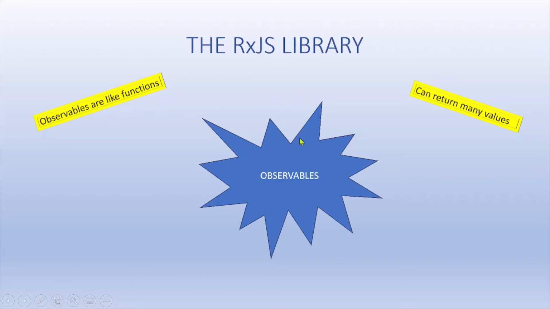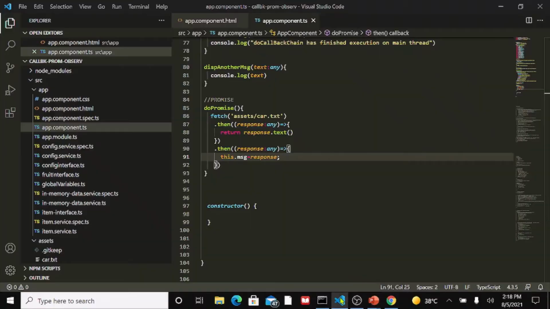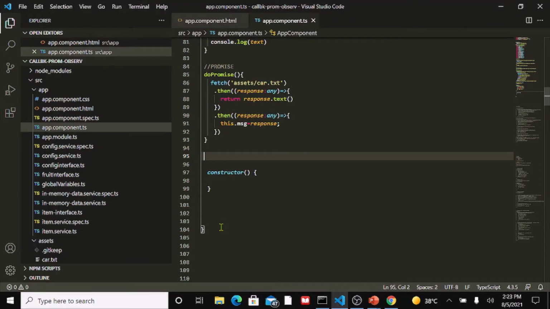The next thing about observables is that they implement the subscribable interface. Now, the subscribable interface has a subscribe method as part of that interface, and observables will use a subscribe method in order to execute. Right? Now, the subscribe method itself takes a parameter which we'll come to when we actually go and write some code, which we're going to do now. So let's go back to our project. Let's now write a function for observables.